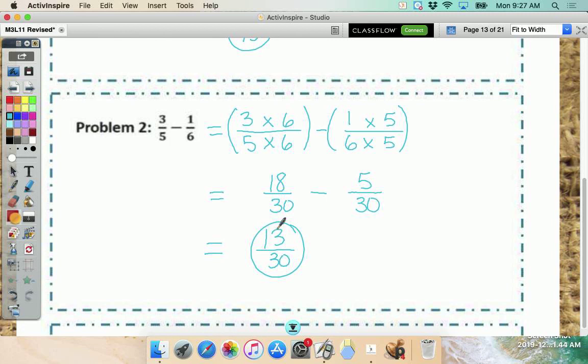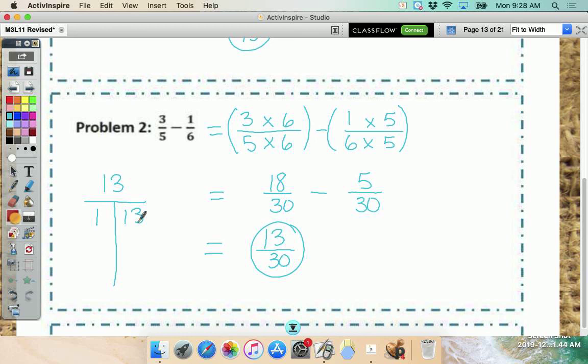How do I know 13/30 cannot be simplified? No? Because I can simplify 12/15, and 12 is even and 15 is odd. 13. You're getting closer. It has to do with 13. What's 13 called? A prime number.